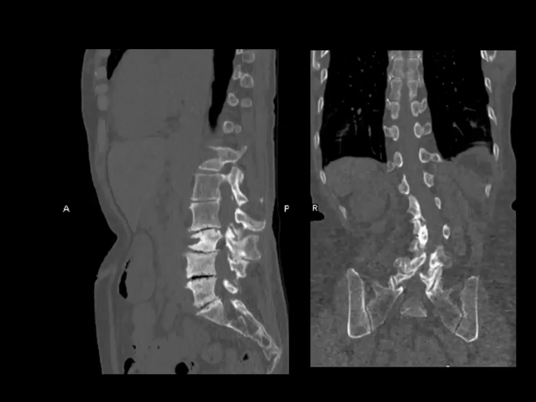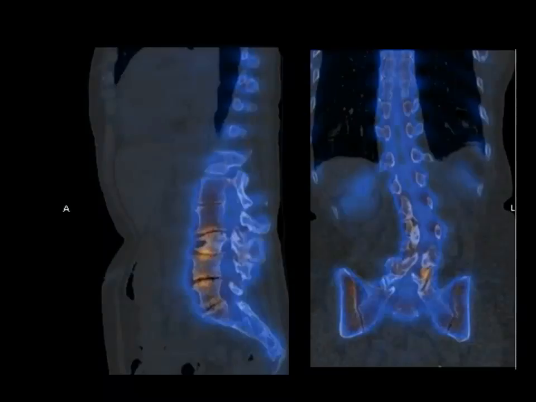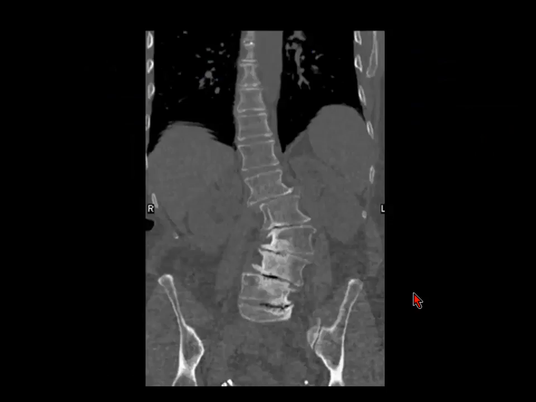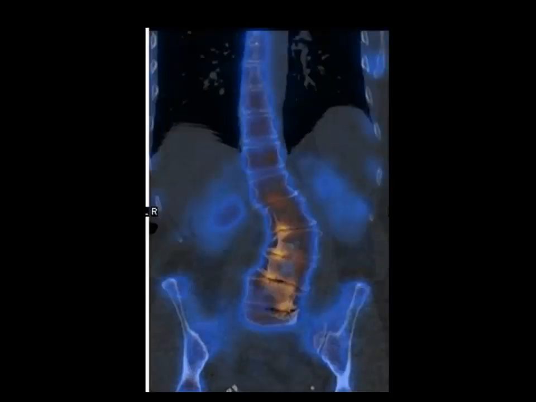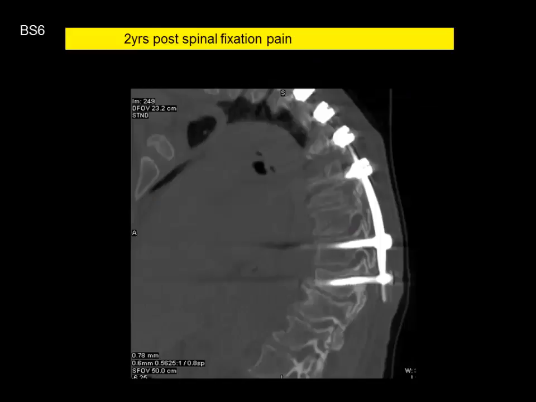Again, severe degenerative disease of the spine, lateral scoliosis, looking at it, degenerative changes, facetal arthropathy, again the same, and this patient had fractures with rod and screw fixation.